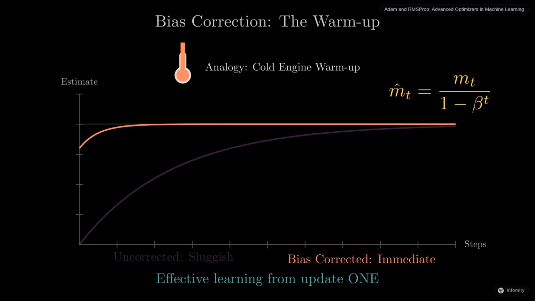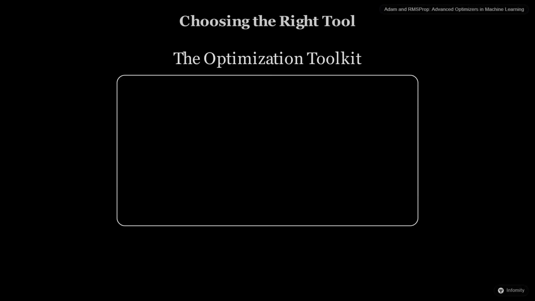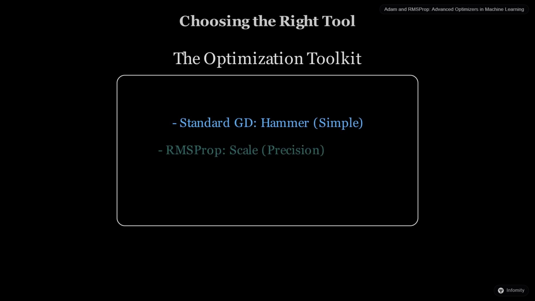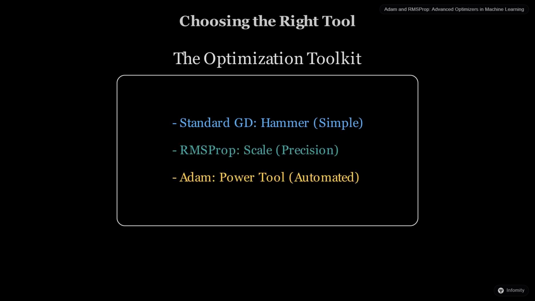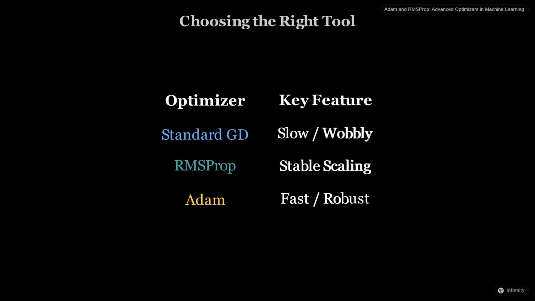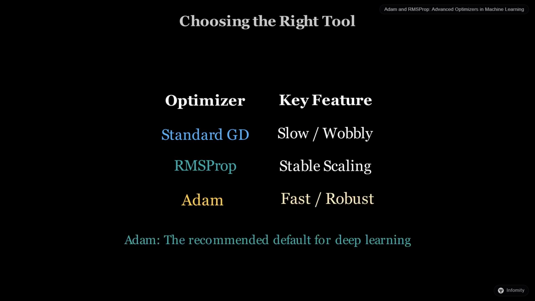catch up. In the world of machine learning, choosing your optimizer is like picking the right tool from a specialized kit. While standard gradient descent is a simple hammer, RMSProp is a precision scale, and Adam is a fully automated power tool. For most deep learning tasks today, Adam is the default choice because it handles sparse gradients and noisy data with ease. By understanding the intuition behind these adaptive methods, you can better tune your models and reach the bottom of that loss landscape faster than ever before.